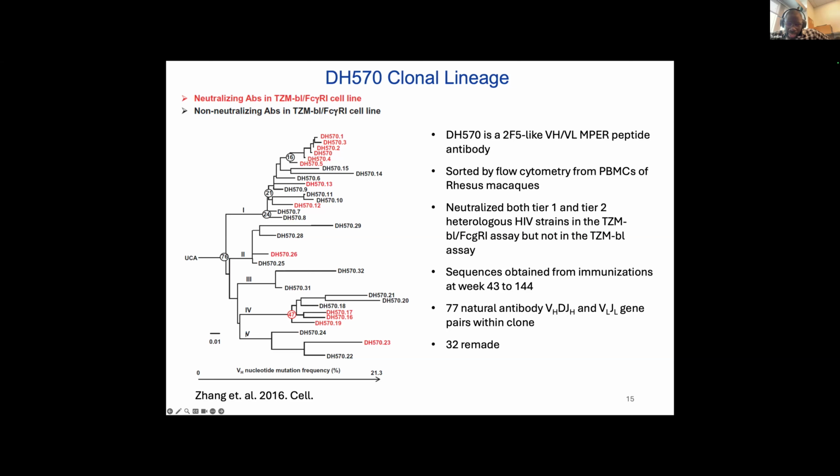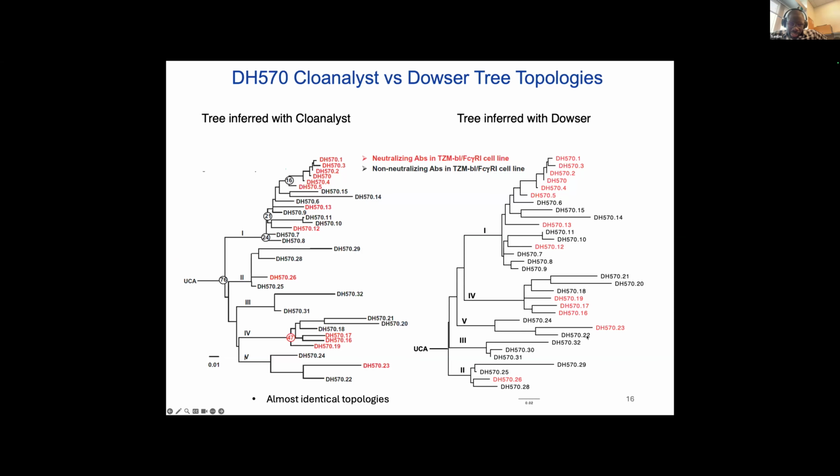The 2F5-like EMPA peptide antibody was sorted by flow cytometry from PBMCs of a rhesus macaque between weeks 43 and 144 of antigen challenge. Using the old data from this lineage, we were able to explore the effectiveness of Dowser. We compared the DH570 tree topologies of Dowser and clonalist.